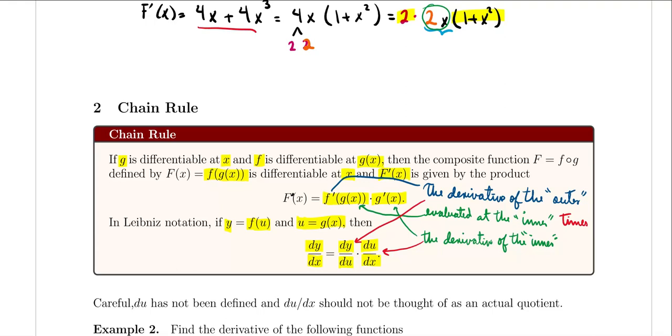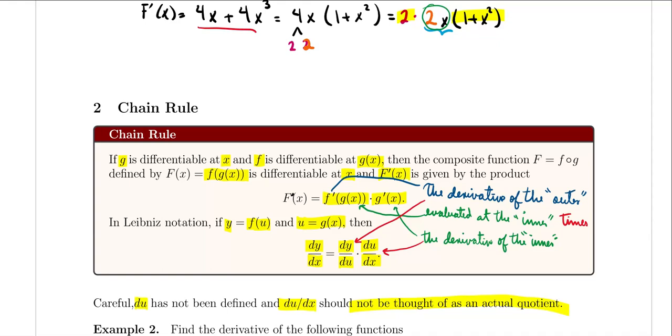Now, I'm going to work on a couple of examples using both types of notation to see which one you prefer. However, further down the line, when we start using the chain rule more often, because the chain rule is one of the most commonly used rules, I will be using u's instead of g. But we'll cross that bridge when we get there. Now, I just want you to be careful here though, because when we're using Leibniz notation, the u here has not been defined, and du/dx is not actually a quotient. It is the derivative of u with respect to x. So just gotta be careful there.